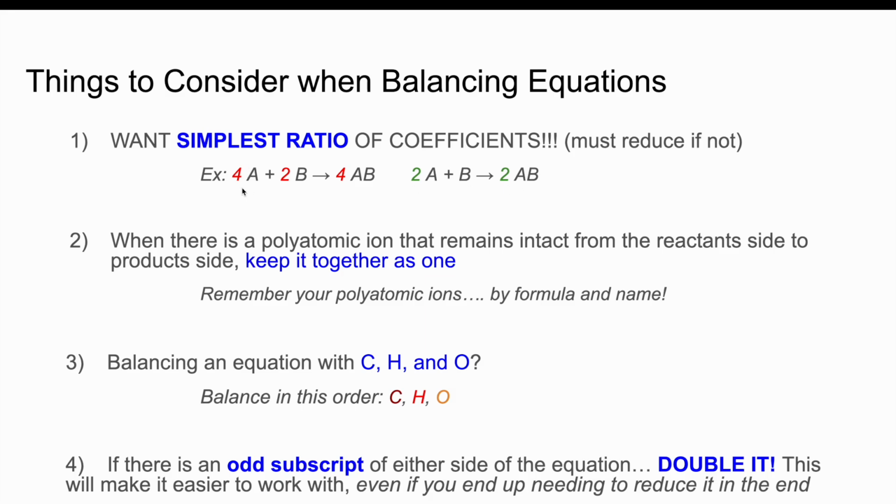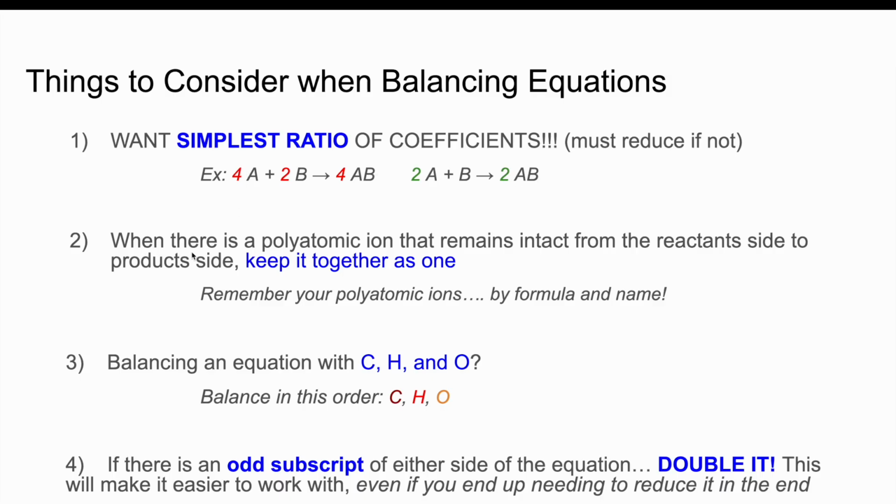So for example, here, you have coefficients of 4 and 2 on the reactant side and 4 on the product side. 4, 2, and 4 all have the common denominator of 2. So to have it in the simplest form, you would want to divide each of these numbers by 2. So 4 divided by 2 is 2, 2 divided by 2 is 1, 4 divided by 2 is 2. So this would be a correct answer, and this would be incorrect.